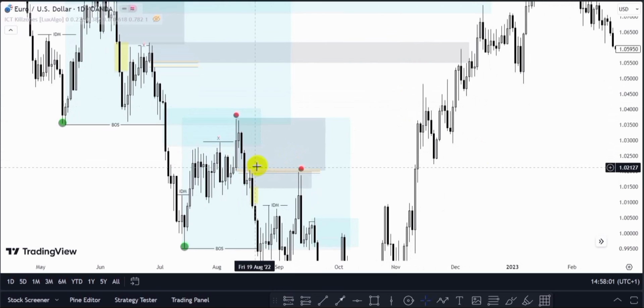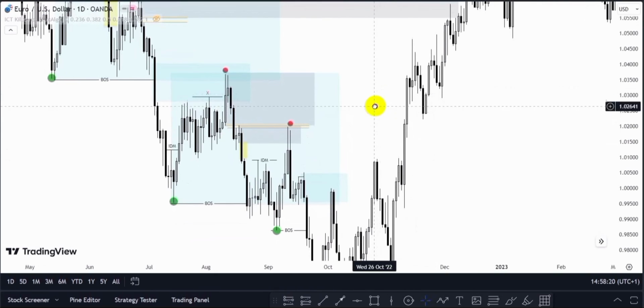Now you see price already mitigated this order block. So you do not really have a reaction around this order block. This is the order block here. And the wick of the order block has already been mitigated. This movement to the upside is already within this wick already. So you would see price raided it without really respecting it.